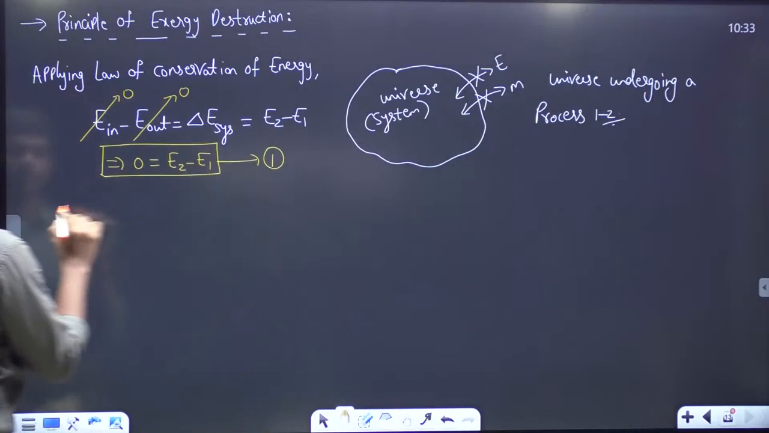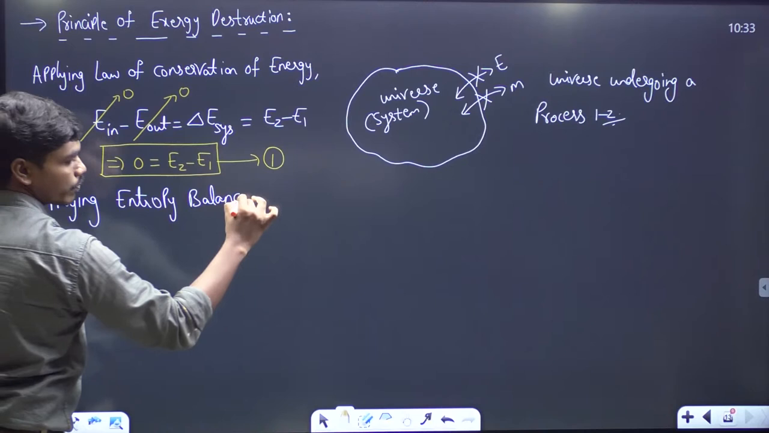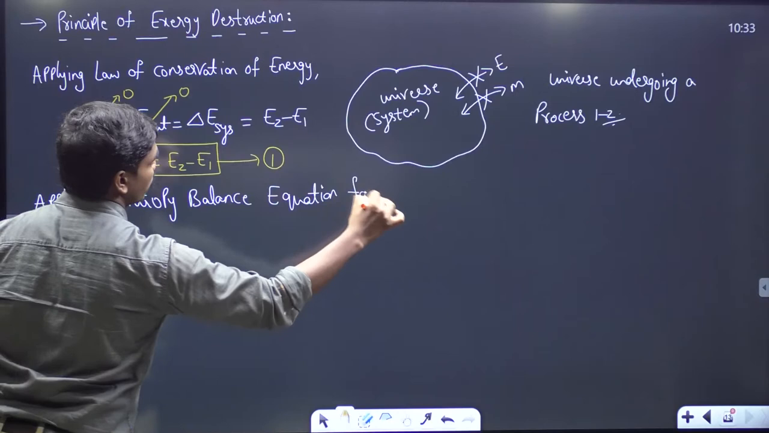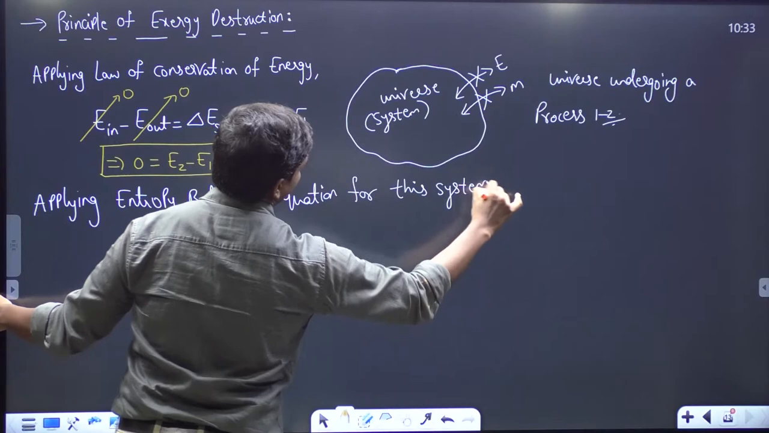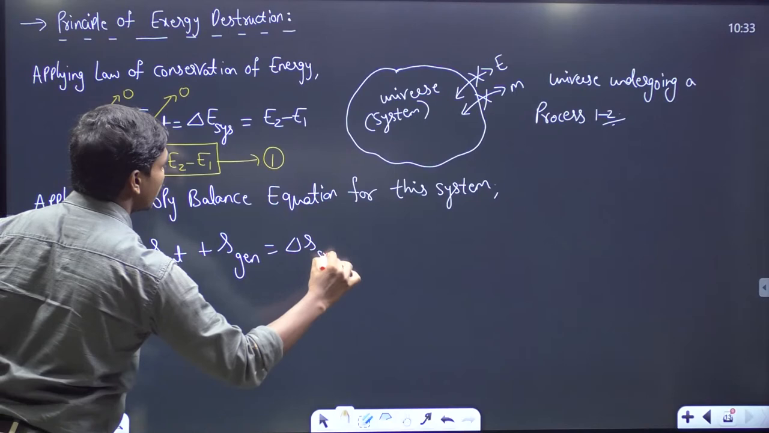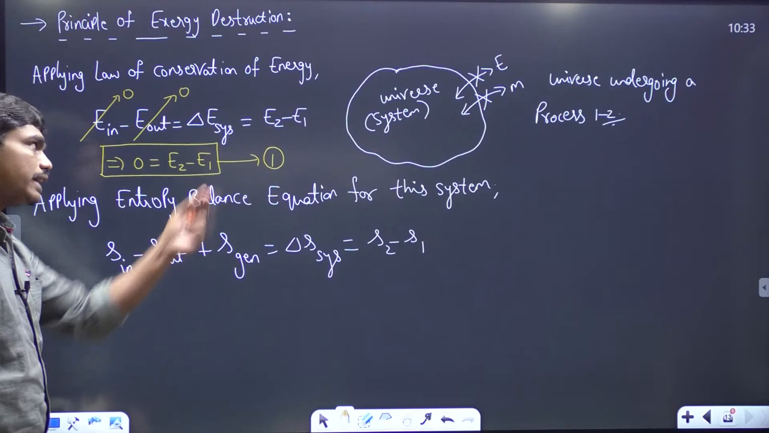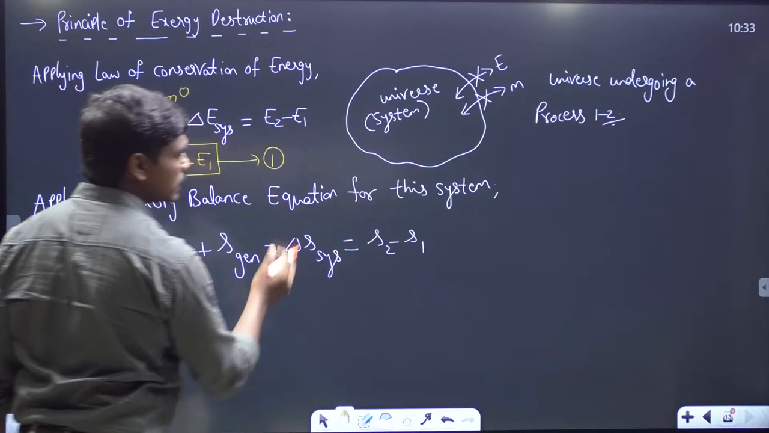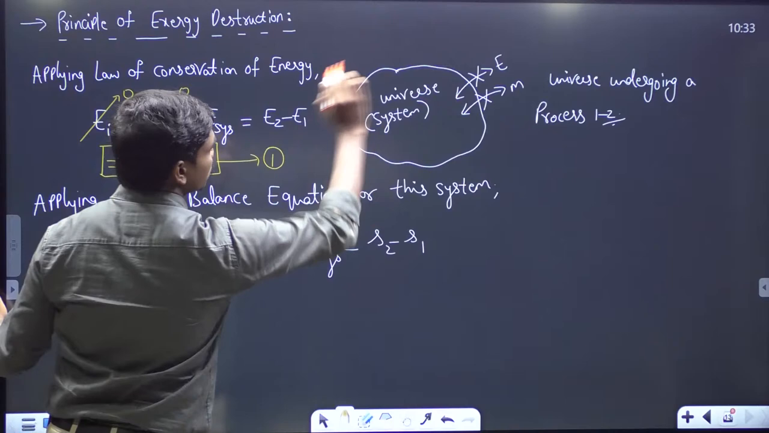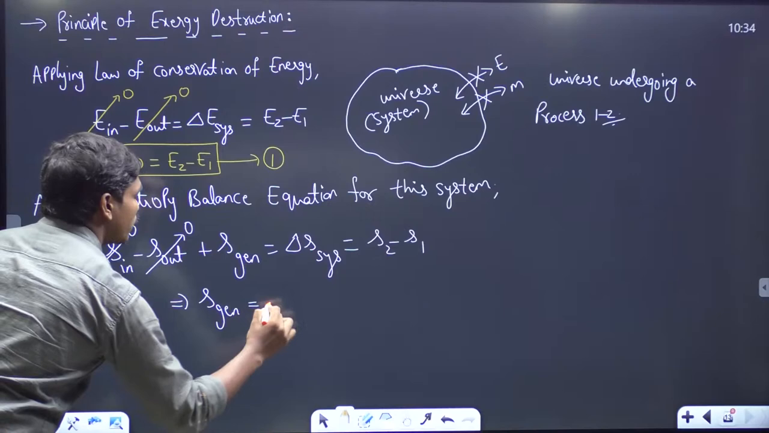Applying the entropy balance equation for this system, please write down S inlet minus S outlet plus entropy generated is equal to delta S of the system, and of course this change in the system is again S2 minus S1 if the process is from state 1 to state 2. Correct? This is what we have as the entropy balance. So entropy into the system minus entropy out of the system plus whatever is getting generated is equal to change in entropy of the system, so this is delta S. Since this system is isolated, no energy and no mass can enter, so S in and S out are also zero, which means S generation is equal to S2 minus S1. So this is equation 2.